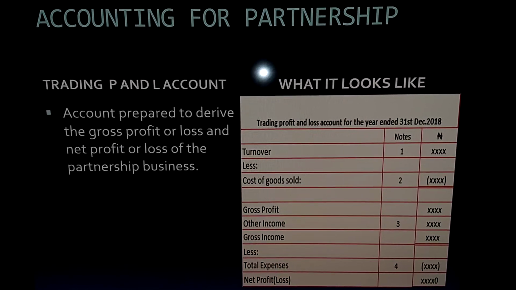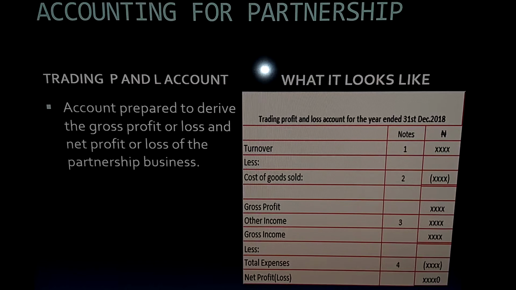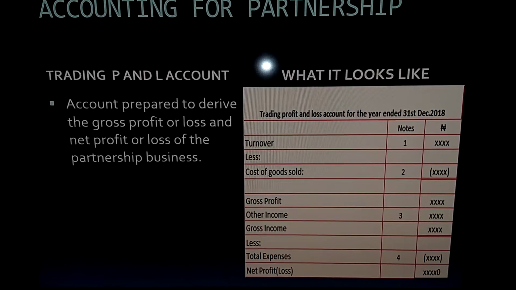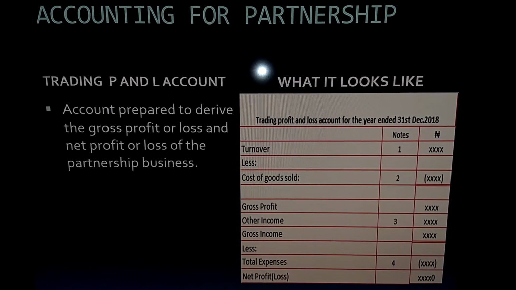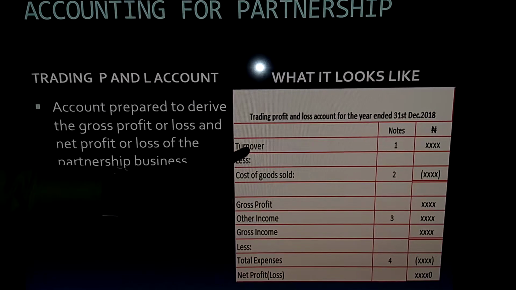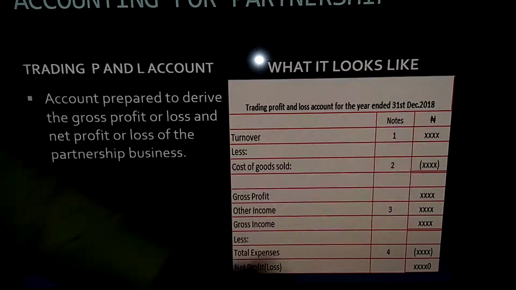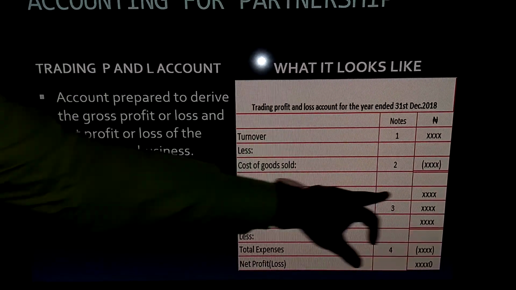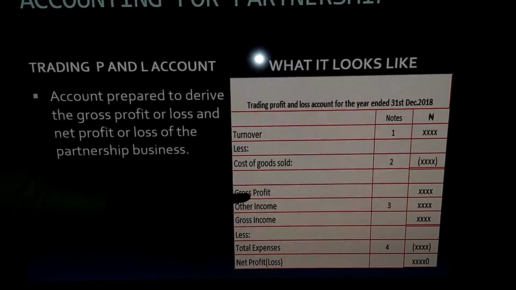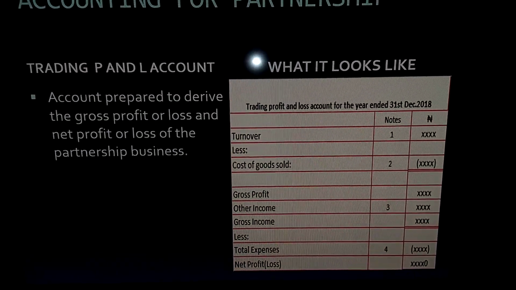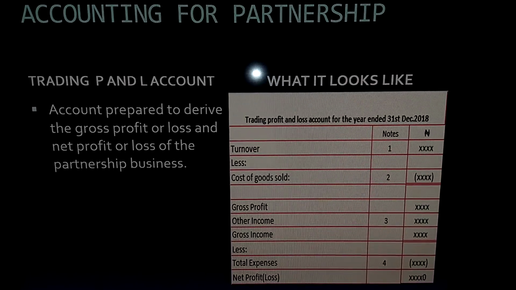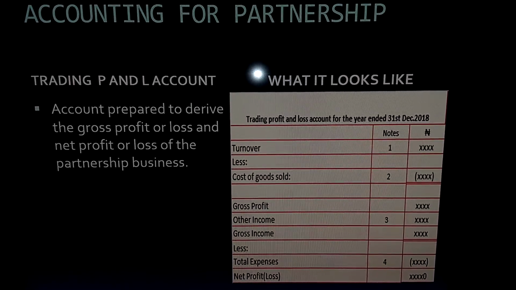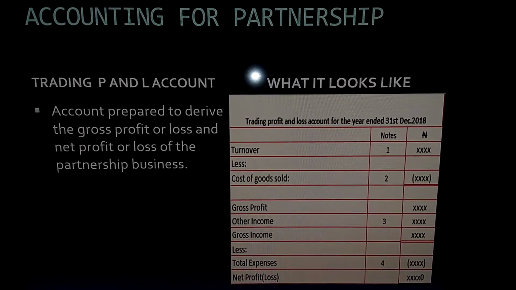So trading account has not changed. Profit and loss account has not changed. I already explained that the trading account is a function of your turnover and your cost of goods sold. So you have your turnover here, and then you have your cost of goods sold. The difference between your turnover and your cost of goods sold is your gross profit. So the note here explains the items that form the turnover. I already explained that in our previous class on trading profit and loss account.